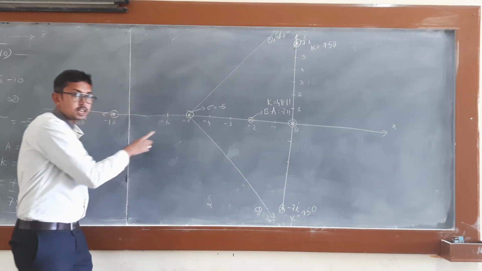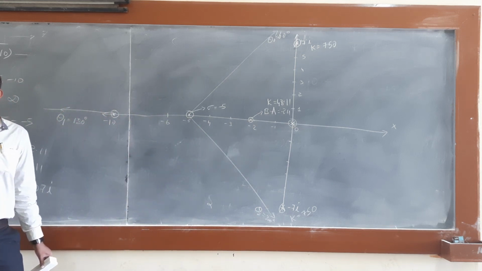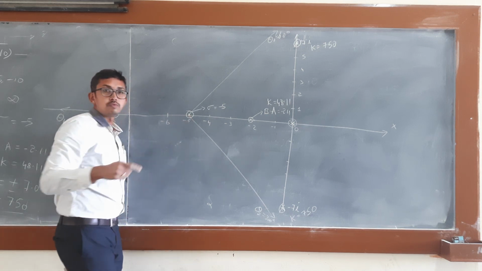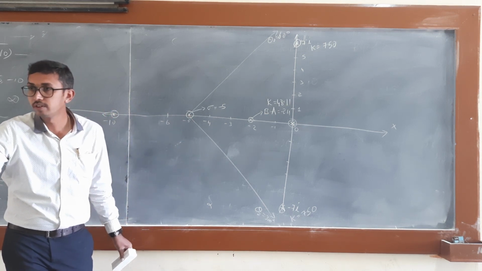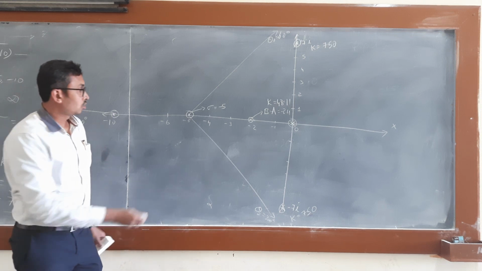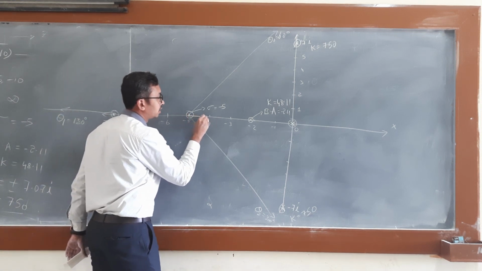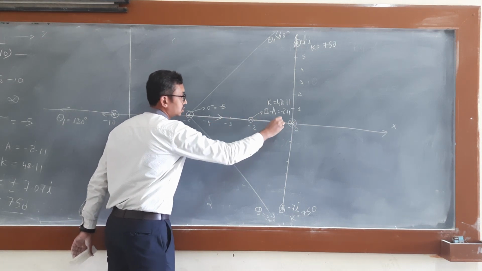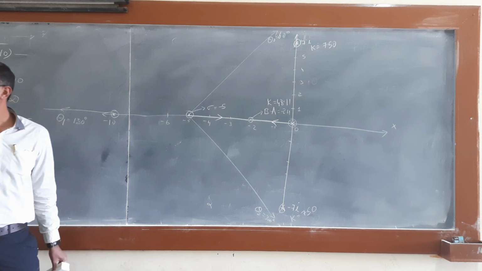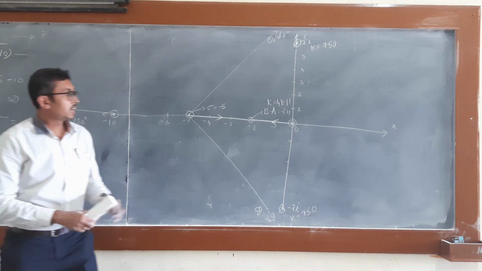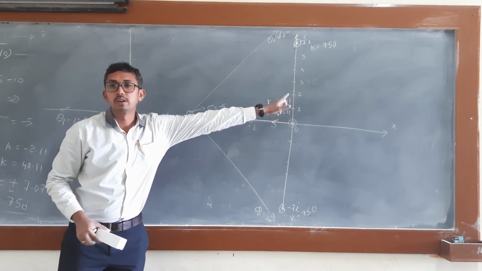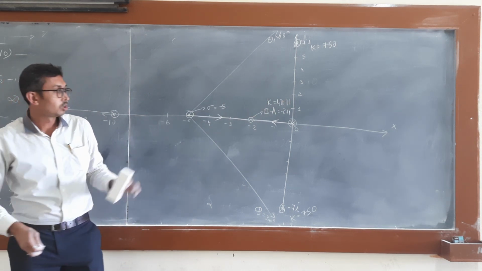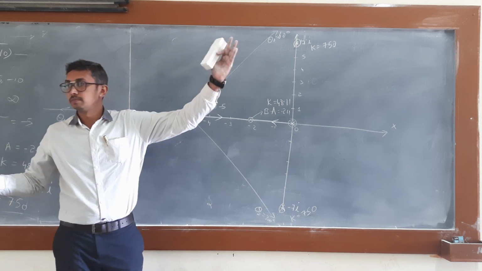0 and minus 5 and minus 10. When k is equal to 1, it is going to start from here. Gradually we are going to increase the value of k. It will increase and reach the breakaway point from this point and this point. When k is equal to 48.11, it will arrive at the breakaway point. So from here it is going to break.